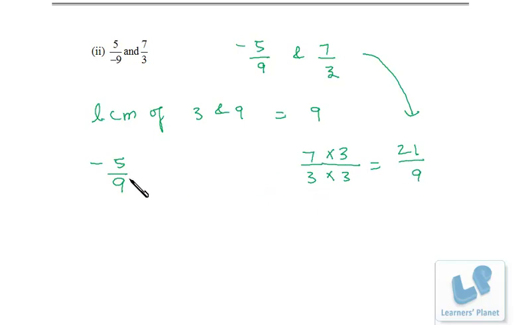So 21 by 9 and 7 by 3, both of them are same. Now I have to add minus 5 by 9 and 21 by 9. Now both of them have the same denominator, so just take the denominator as common. Now this is minus 5 and this is plus 21. So 21 minus 5 is 16 and this is by 9, right? So addition of these two rational numbers is 16 by 9. Okay, I hope you are getting it.